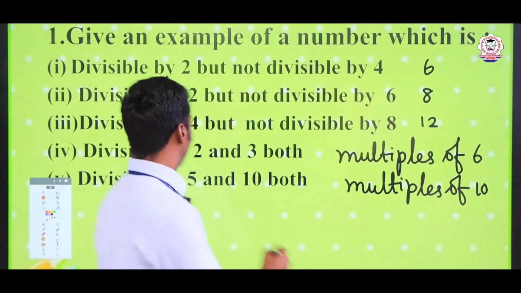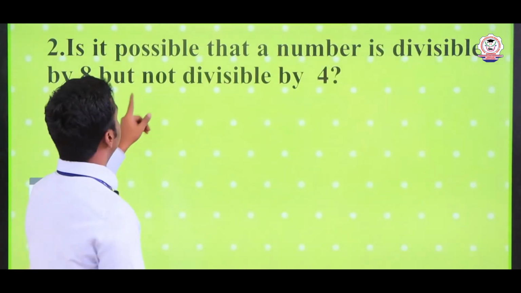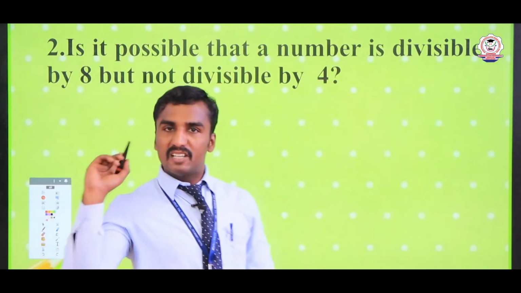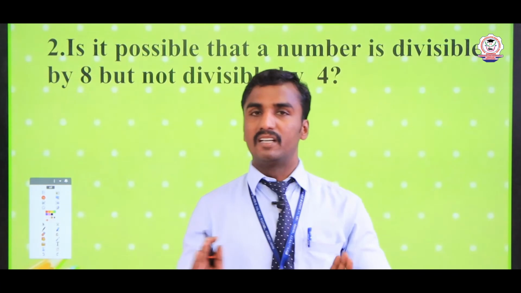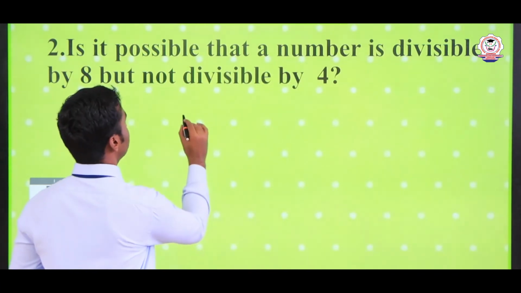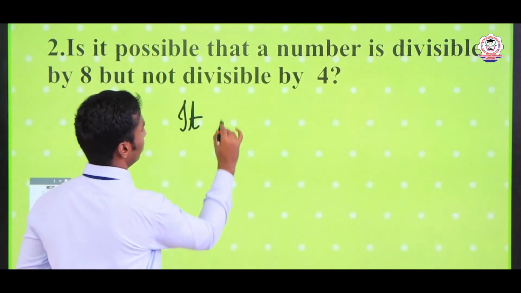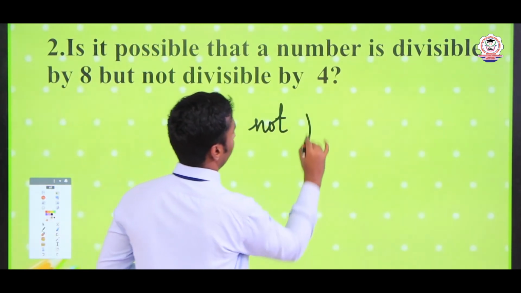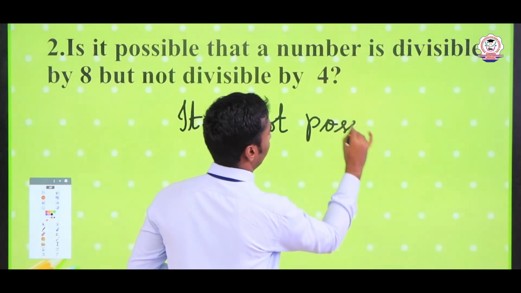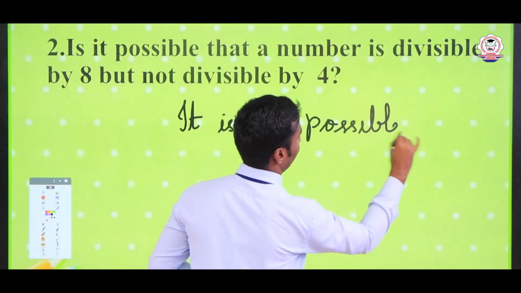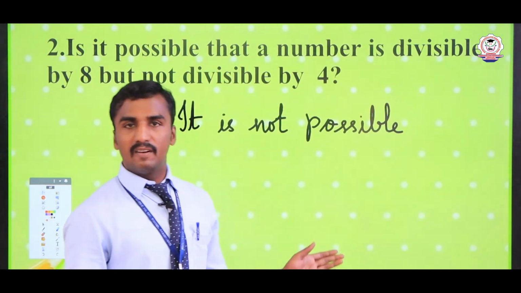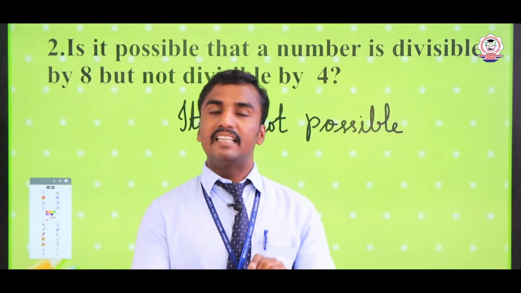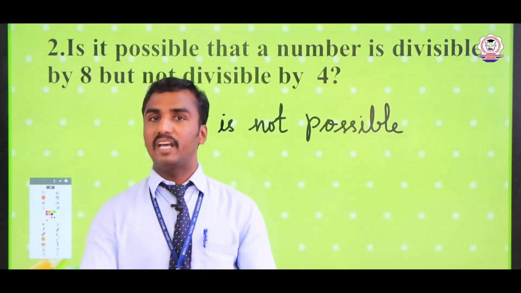Next one, Roman numeral 2. Is it possible that a number is divisible by 8 but not divisible by 4? Is it possible? Very good, it is not possible. This is an impossible condition. Why is it not possible? Very good. If the number is divisible by 8, then the number is exactly divisible by 4 also.